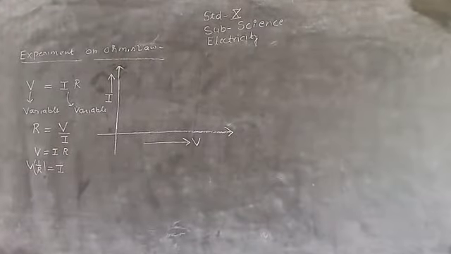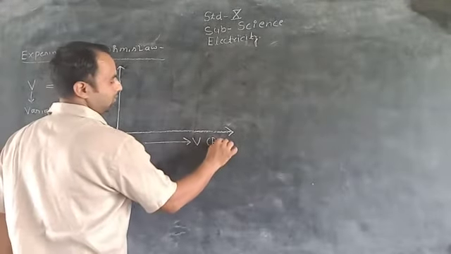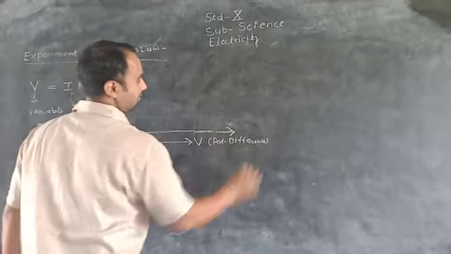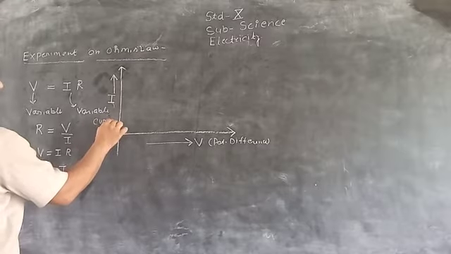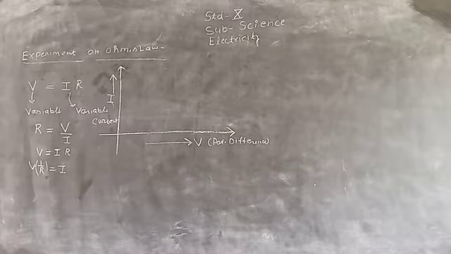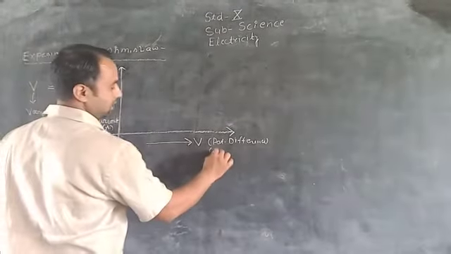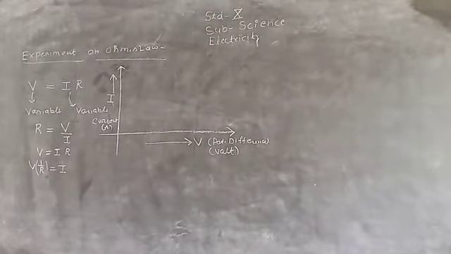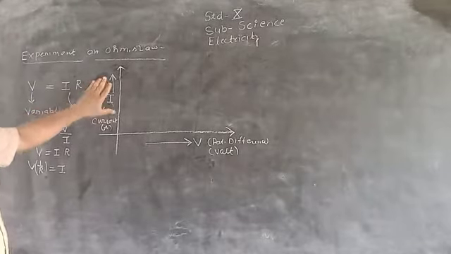Here there are two axes. The first axis represents the potential difference and the second axis represents the current. This is the current axis, and current is always taken in ampere. This is A, and this is the voltage difference, which is always taken in volt, because potential difference has the SI unit of volt and current has the SI unit of ampere.